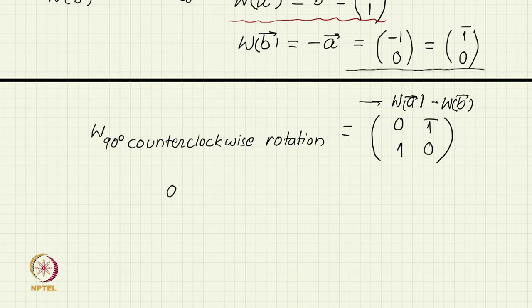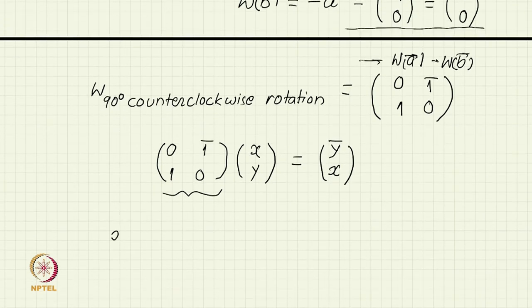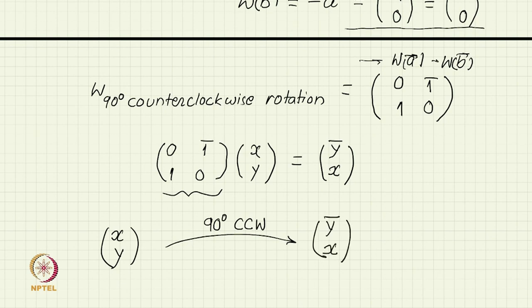So, I can now have a general formulation also, that what happens to a general vector x y upon 90 degree clockwise rotation. Because this matrix we know is representing the 90 degree clockwise rotation. So, if I multiply any vector x, y, the result will be the rotated vector. So, that you can see is minus y, x. So, this means by 90 degree clockwise rotation, a vector x, y will go to y bar, x.